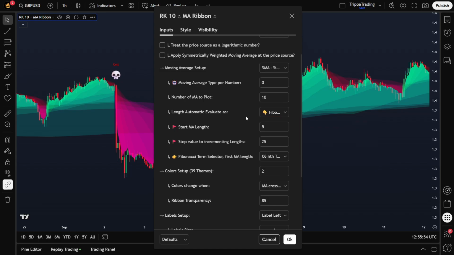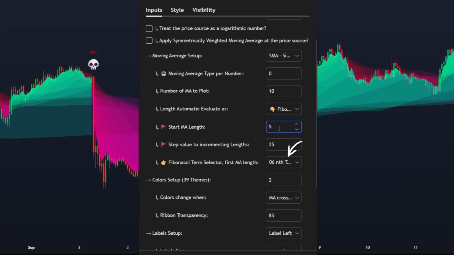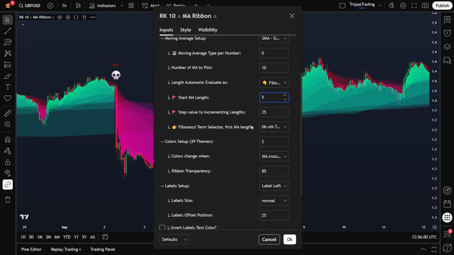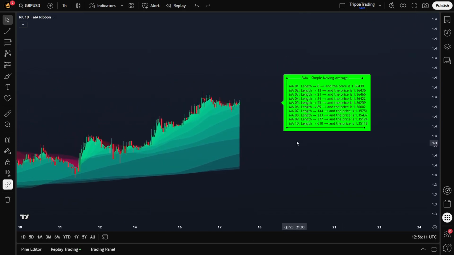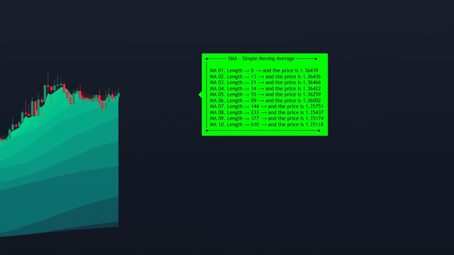The starting length is 8 by default, so from 8 it generates 10 different moving averages growing based on Fibonacci numbers. That means you'll see values like 8, 13, 21, 34, all the way up to 610 for the longest one. So what we've got here is a full set of moving averages ranging from very short term to very long term, stacked right on top of each other. And on the right side of the chart, you'll even see a table showing each one's length.